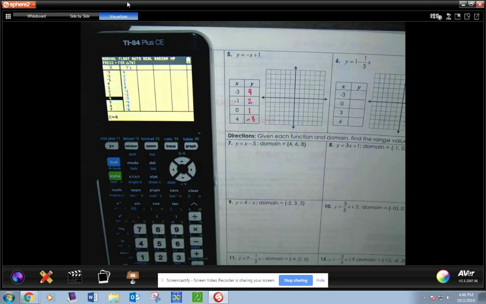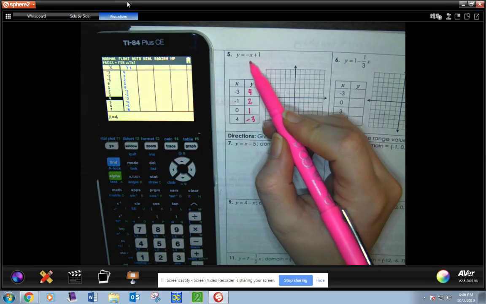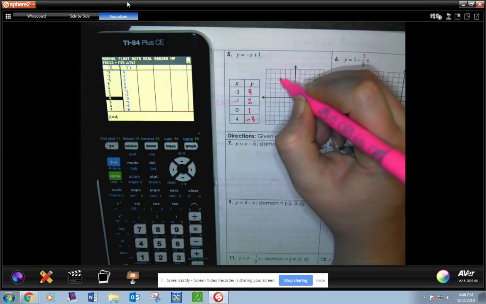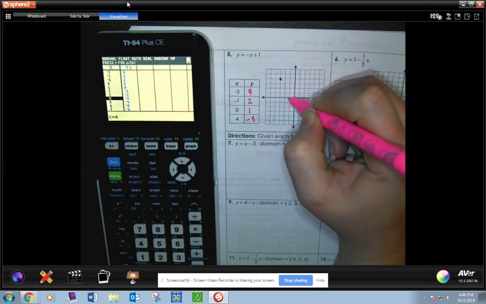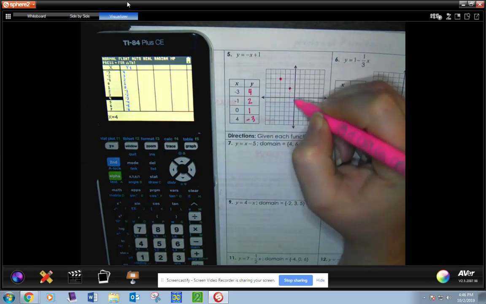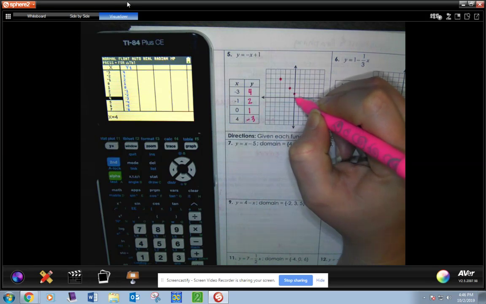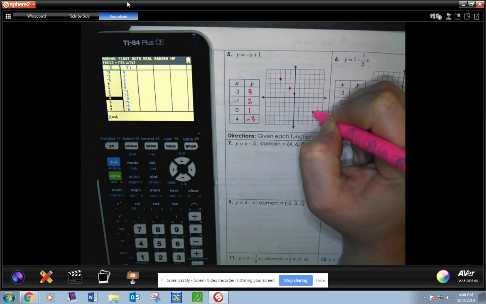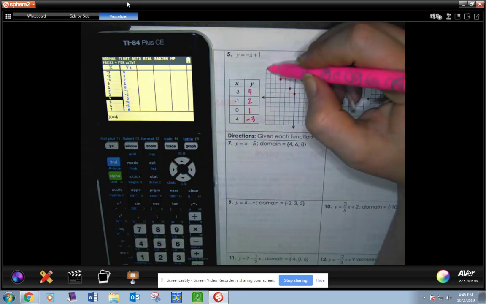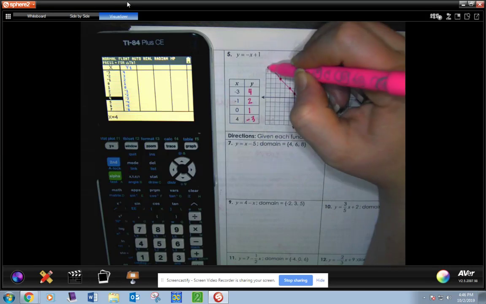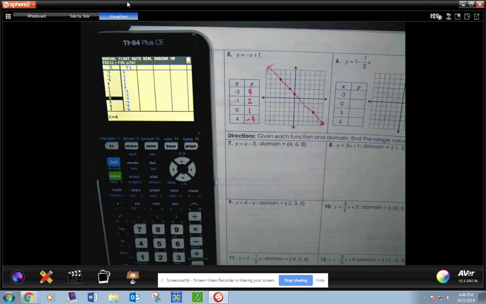Okay, now that I have those filled in, I've just got to plot my points. And remember, x is negative, so this should be a downhill line. So I'm going to go left 3 and up 4. Then I go left 1 and up 2. I stay put at 0 and up 1. And then I go right 4 and down 3. And if I connect those dots, they're all in a straight line. Put my arrows, and it is going downhill.